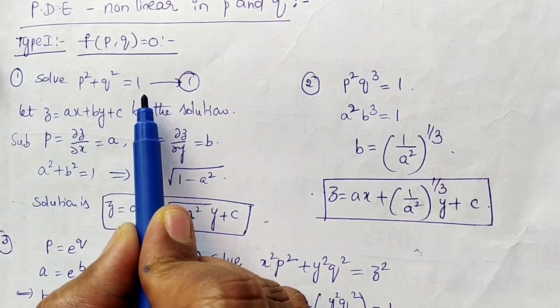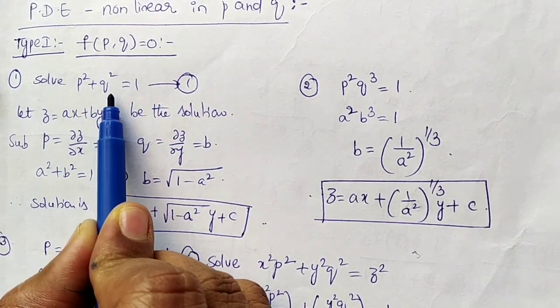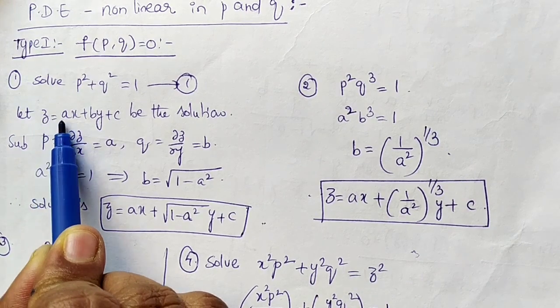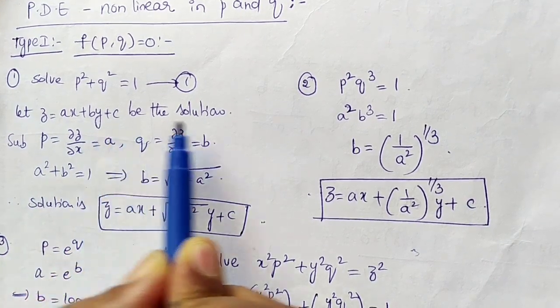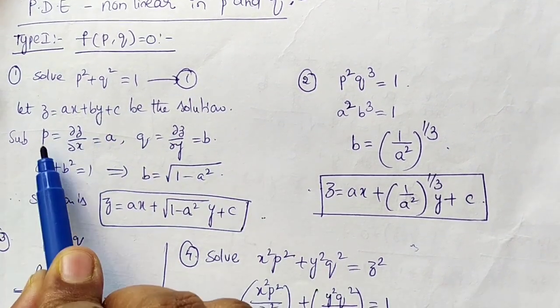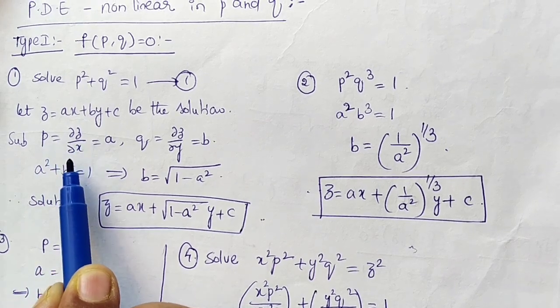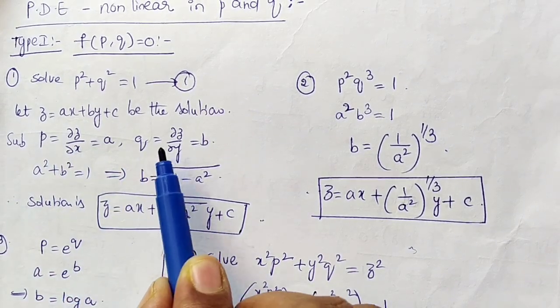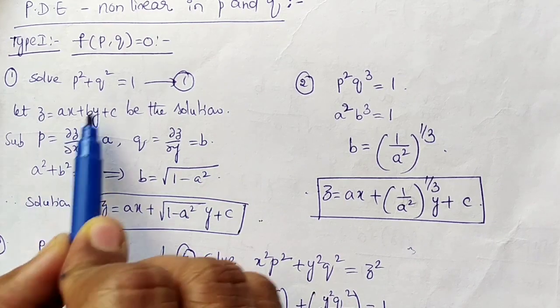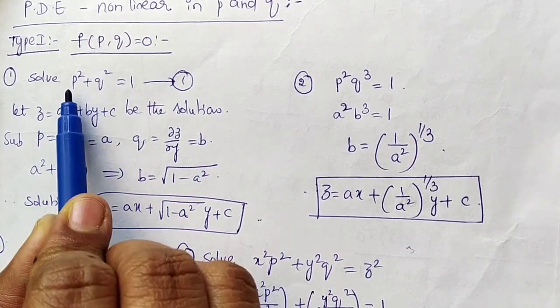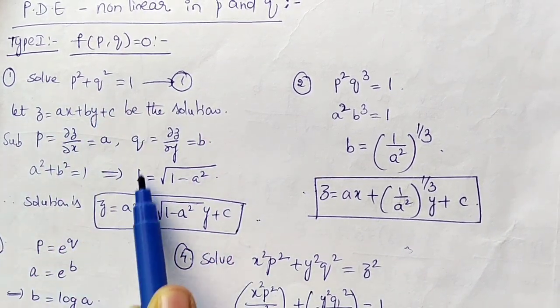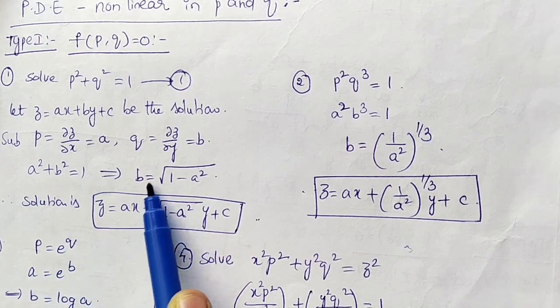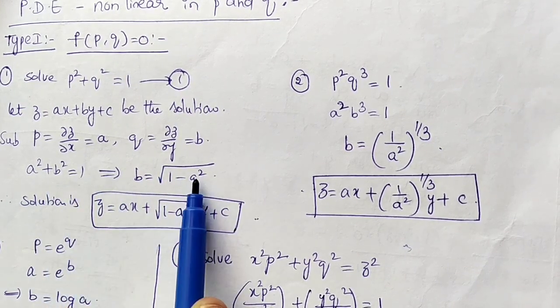So we'll see one example. Solve p square plus q square equal to 1. Only p, q means the solution is z equal to ax plus by plus c, the general solution. For that, substitute p equal to ∂z/∂x equal to a, and q means ∂z/∂y equal to b, in the given equation. So you will get a square plus b square equal to 1. So find b from here.